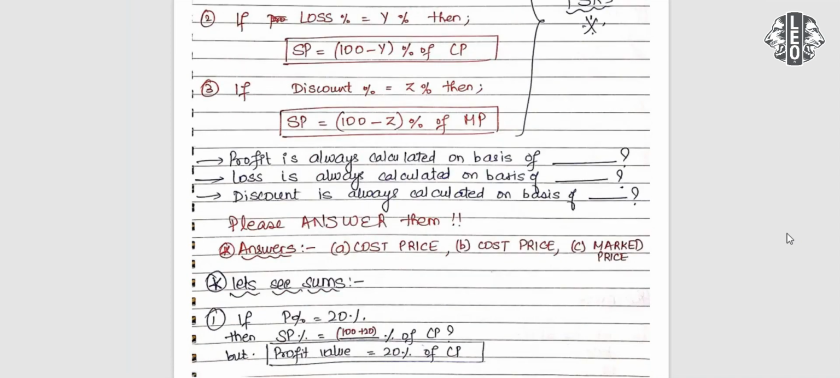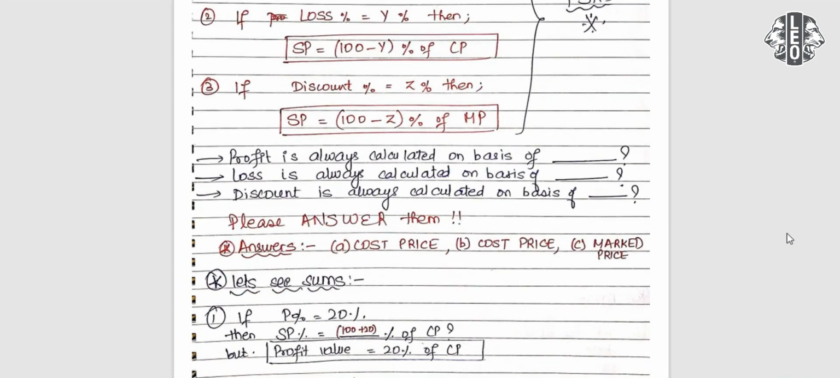So let us see some sums. Now, if profit percentage is given as 20%, selling price is equal to dash percentage of cost price. Selling price is equal to 100 plus 20 percentage of cost price, or 120 percentage of cost price. Now, what do you mean by profit value? How much profit in cash, in rupees or in dollars? Profit value is nothing but profit percentage into cost price, that is 20% into cost price. So this is the format with which you have to write the skeleton. These are not the actual sums, just skeleton-based sums.